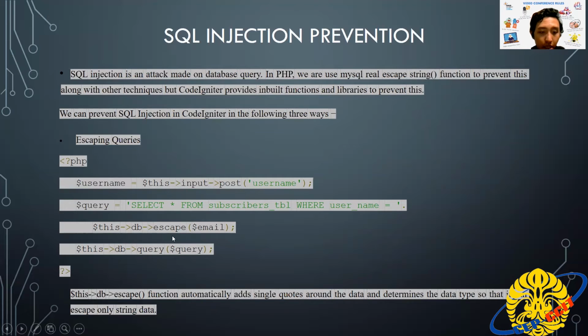So this db escape function automatically adds single quotes around the data and determines the data type so that it can escape the string data.